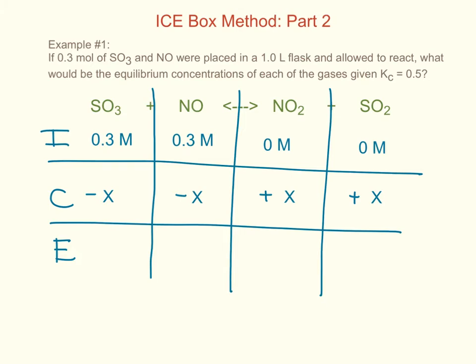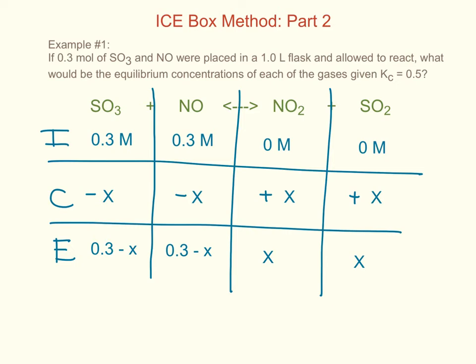Now, since I don't have any numerical values in my equilibrium row, I can't actually solve for x. The only thing I can do is plug things in so that I have algebraic expressions in my equilibrium row. So for my SO3, I can just do 0.3 minus x. And the same for NO, 0.3 minus x. And NO2 and SO2 are just going to be x. So that's as far as I can go with my icebox for right now.